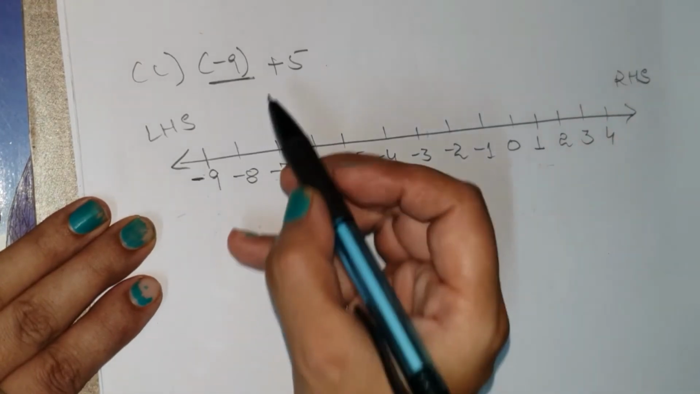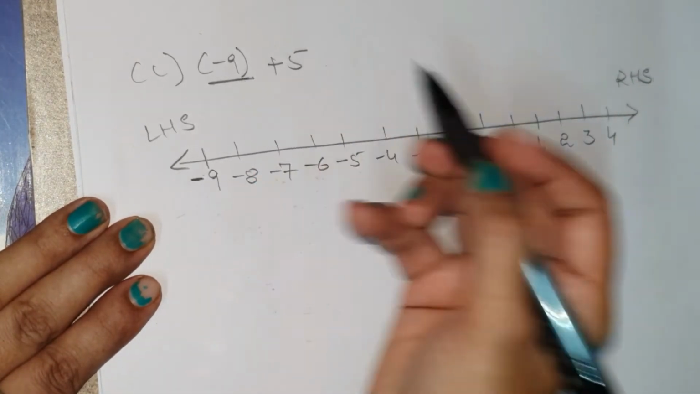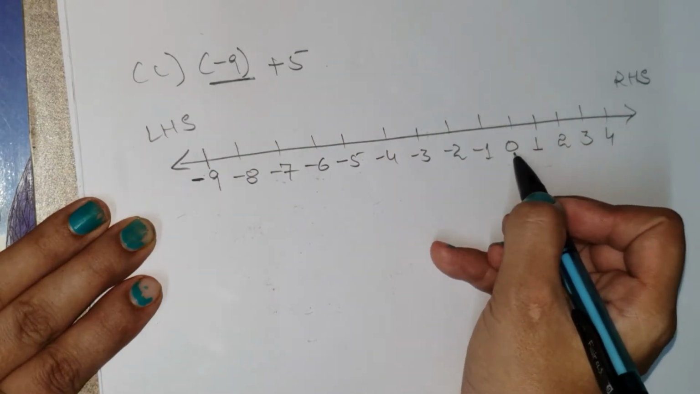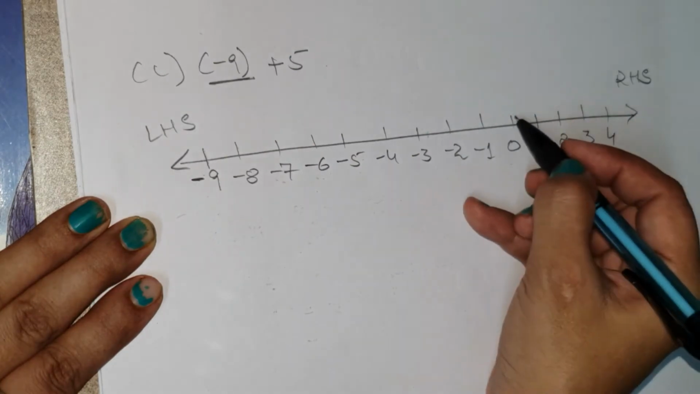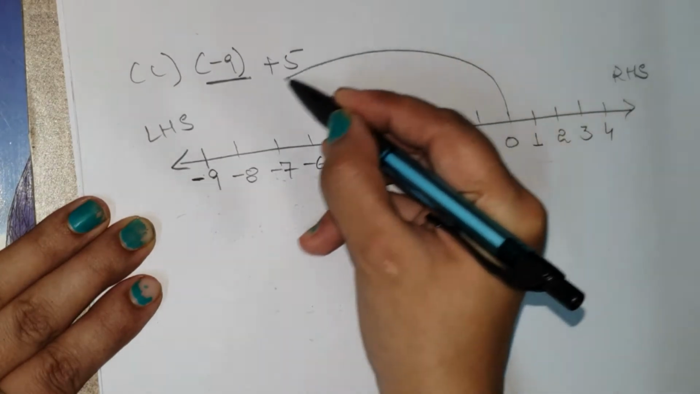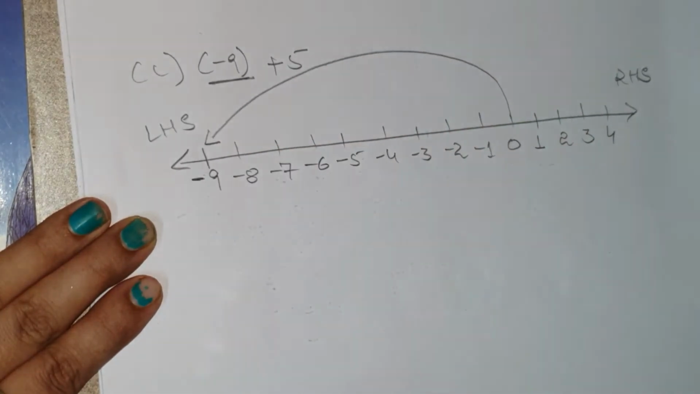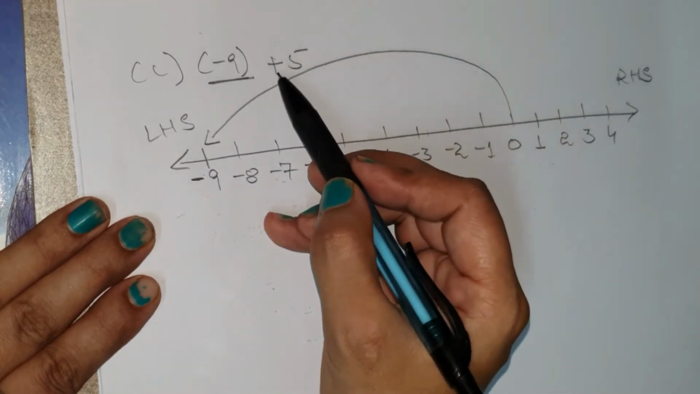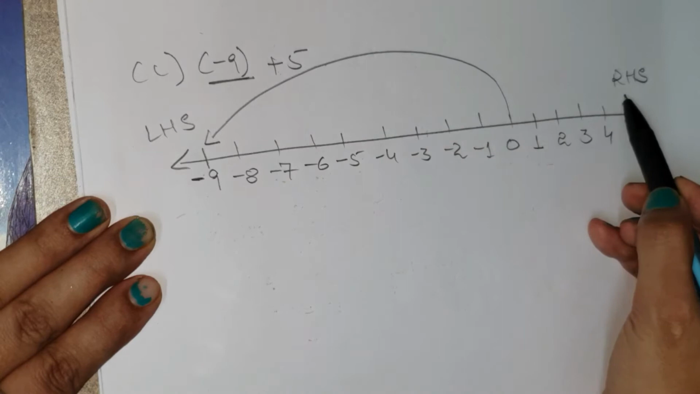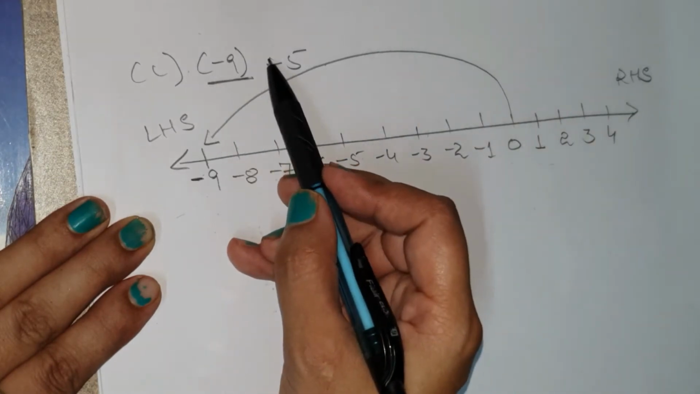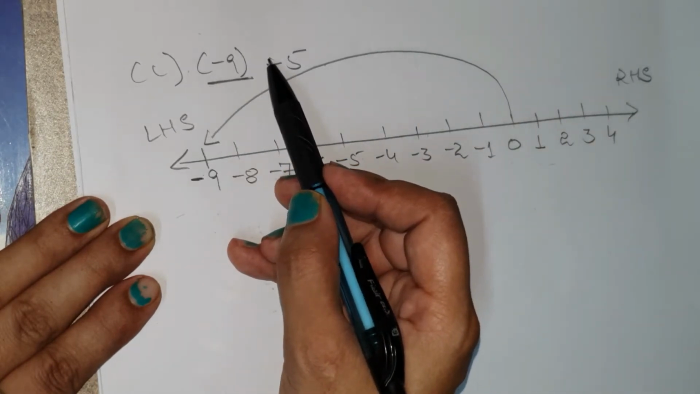Now, we have to start from minus 9. That means we will begin from 0 and then firstly we will come to minus 9. So, from 0 we will begin our question and we will come to minus 9 like this. Now, it is a plus sign. That means for plus we will move towards the right hand side. So, for plus 5 you will move 5 steps towards the right hand side.